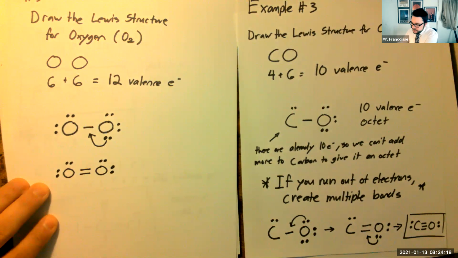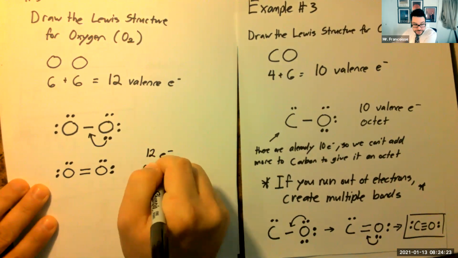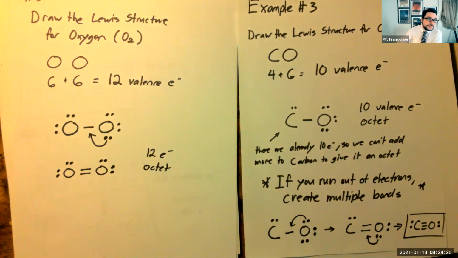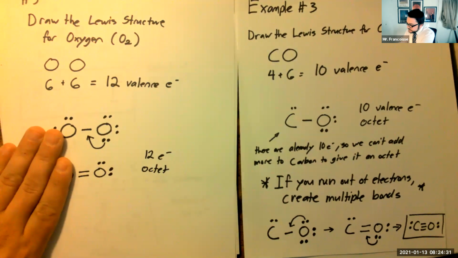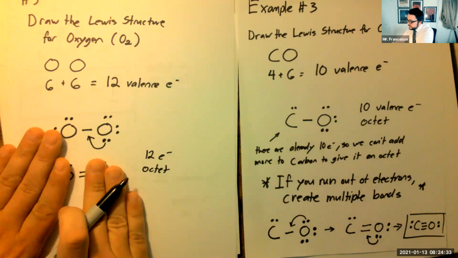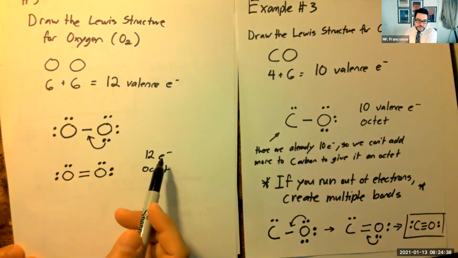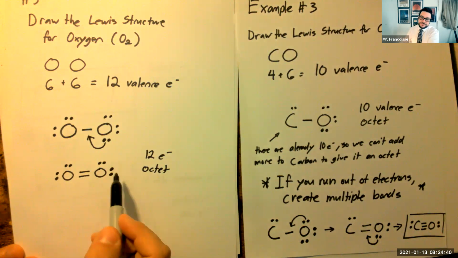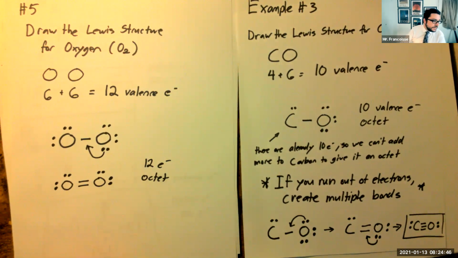And so now we can check. We want to make sure that we have 12 electrons. So we have 2, 4, 6, 8. So that works. 2, 4, 6, 8. So that works. And then the total 12: 2, 4, 6, 8, 10, 12. So that's how we would go about these problems.